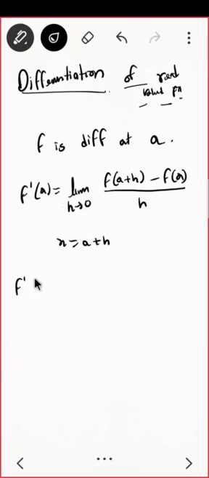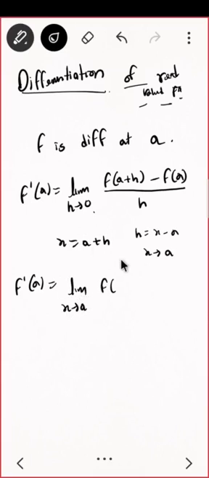This will be f dash of a, and what will be your h? It will be x minus a. As h tends to 0, your x will tend to a, correct? So here this limit h tending to 0 will become limit x tending to a. This will be f of a plus h, that means f of x minus f of a upon x minus a.